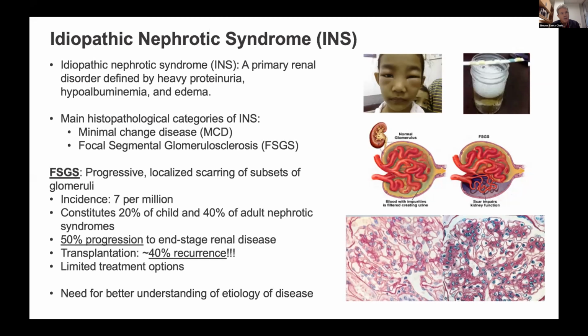Particularly FSGS is progressive, a localized scar of a subset of the glomeruli. It's very rare, but is a very prevalent cause of nephrotic syndrome in both children and adults, and there's a very high progression to end-stage kidney disease, as well as a high frequency of recurrence post-transplantation, of which we know almost nothing in terms of genetics. Needless to say, we need better understanding, and in my perspective, the path to better understanding is genetics.